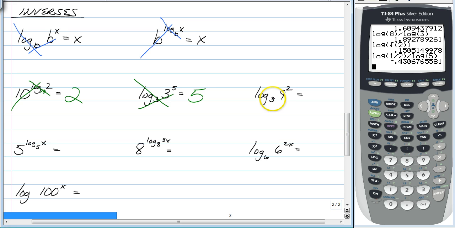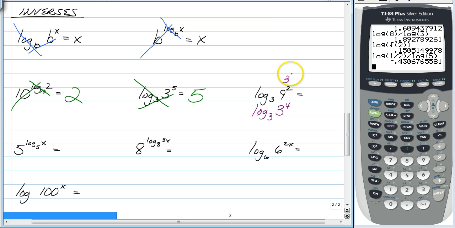This next one, though, that's a little funny because we do not have a 3. So a little bit of groundwork before that happens. Log base 3 of 3 to the 4th power, because remember, 3 squared is 9.